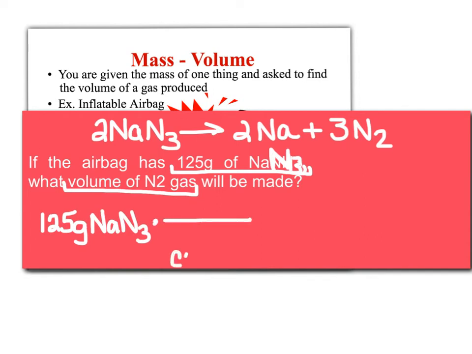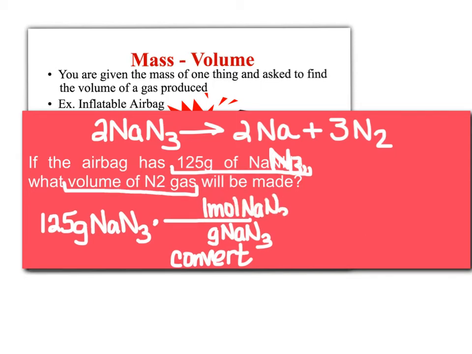Our first step is always our convert step, unless they gave it to us in moles, which they didn't. So we need to convert from grams to moles. Okay, so our molar mass here is 65 grams. And that's from our periodic table.